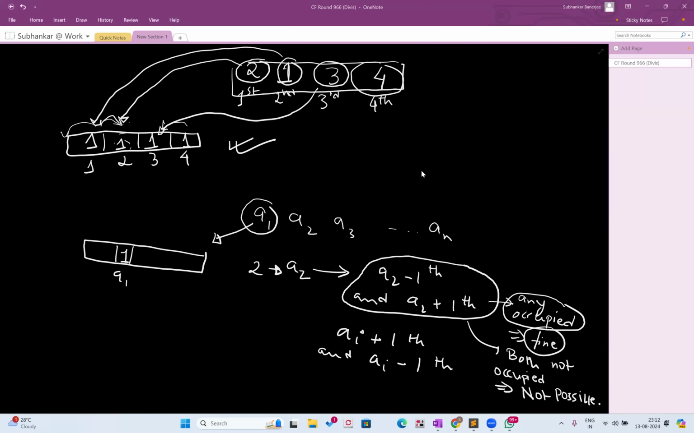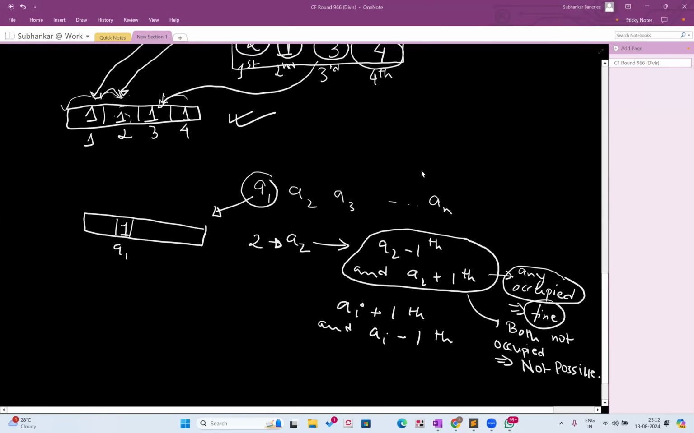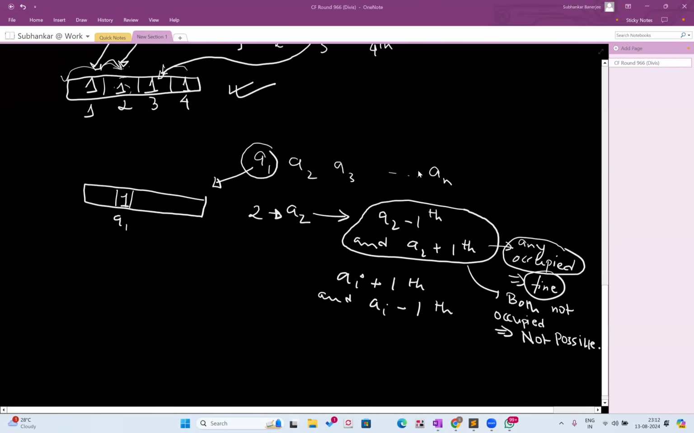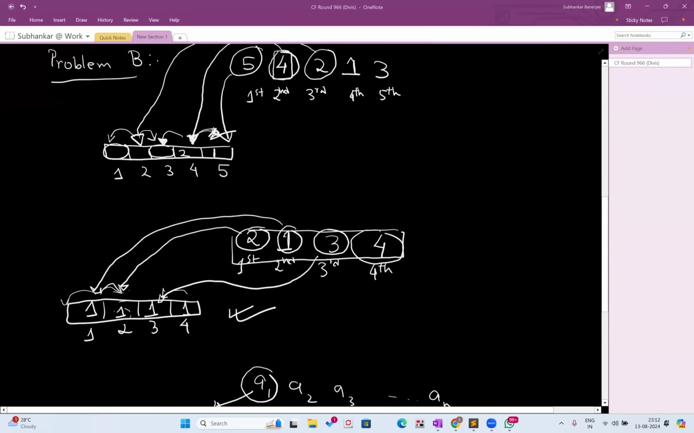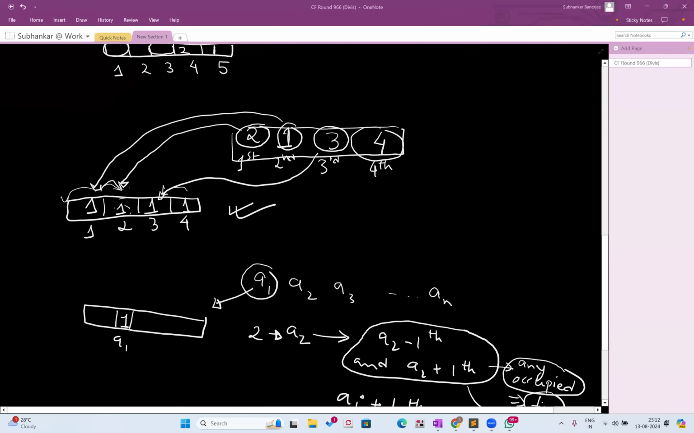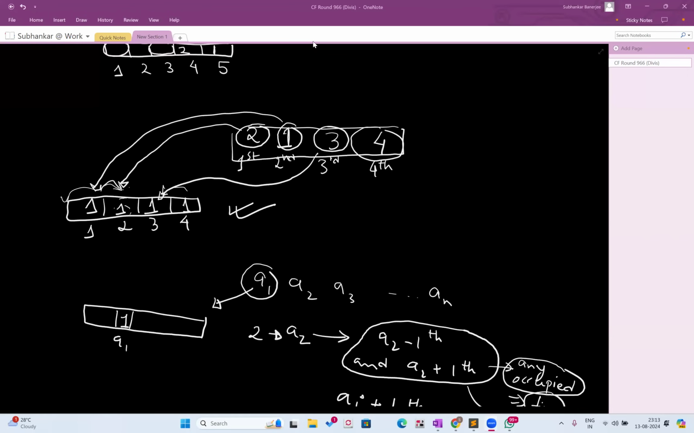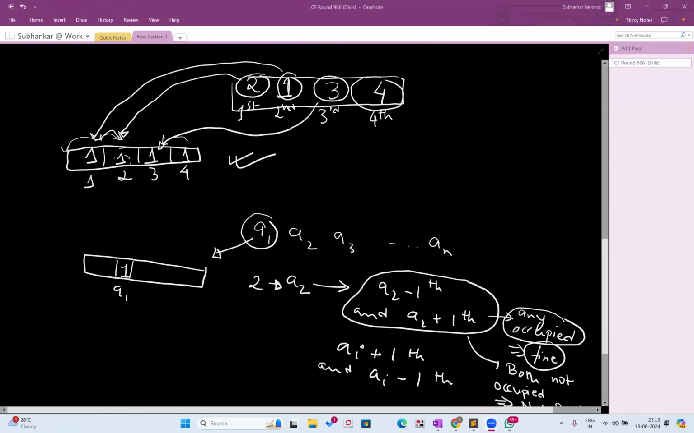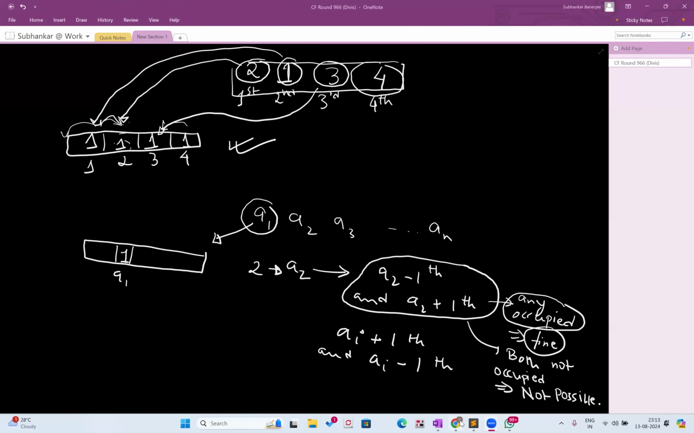Does anyone have any doubt with the approach? Let's discuss the code later. If anyone has any doubt in the approach, you can ask me by unmuting yourself. Okay, so I'll move on to the code then. If anyone has any doubt, you can unmute yourself and ask.